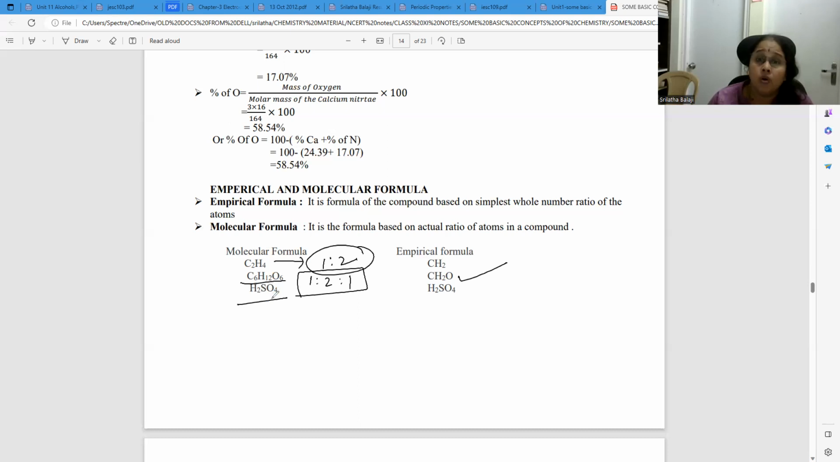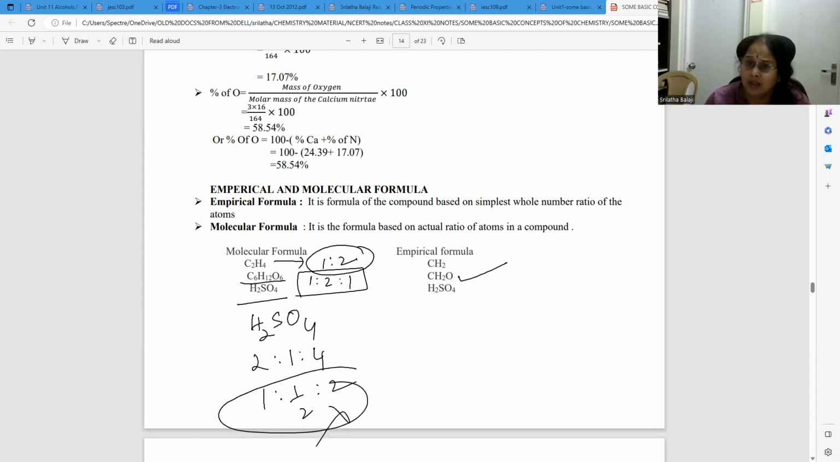2:1. No. Try to make the simplest ratio of H2. What is the ratio? What is the actual ratio? 2:1:4, no? Can you further divide it into a simpler ratio? Because of the 1, I cannot write it as 1:1/2:2, no? It's not a whole number ratio. We cannot do this. So which is the simplest ratio then? This 2:1:4 is the actual ratio as well as the simplest ratio.